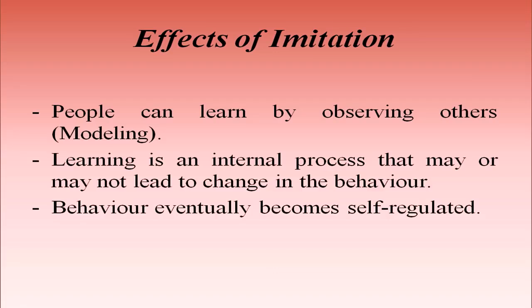Learning is an internal process that may or may not lead to a change in behavior. Means learning is a permanent change in our behavior. Every learned thing cannot bring permanent change in behavior, so everything cannot lead to change in behavior. Behavior eventually becomes self-regulated. By practicing and by imitating again and again, behavior becomes self-regulated.